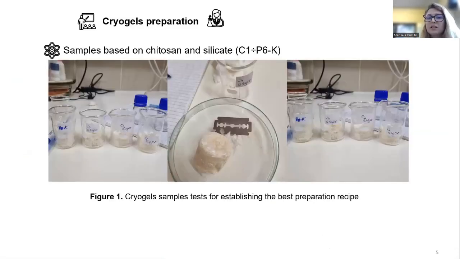For my first studies, I was trying to make some tests in order to obtain the best recipe in terms of the quantity between the chitosan and the solvent, and also the clay and the chitosan, in order to have a more resistant structure of the cryogels, and they can resist in time, much more time.